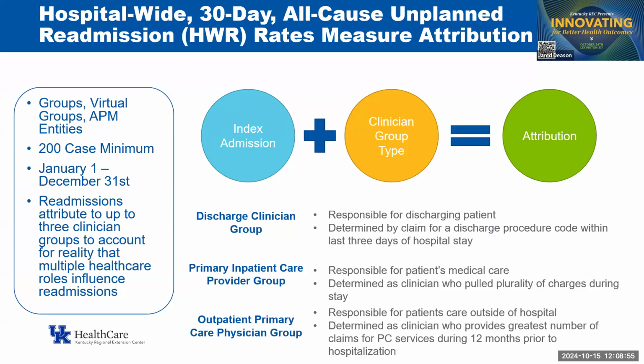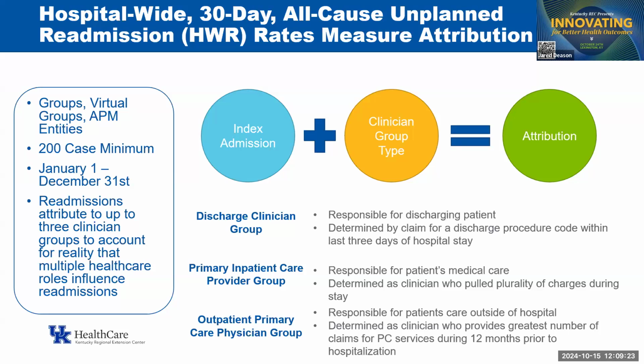Looking at how this measure is actually attributed to clinicians, it can be attributed to groups, virtual groups, and APM entities with a 200 case minimum. Readmissions may be attributed to up to 3 clinician group types to reflect the multiple healthcare roles that do have an impact on readmission rates. The 3 clinician group types are primary inpatient care providers, outpatient primary care providers, and discharge clinician groups.